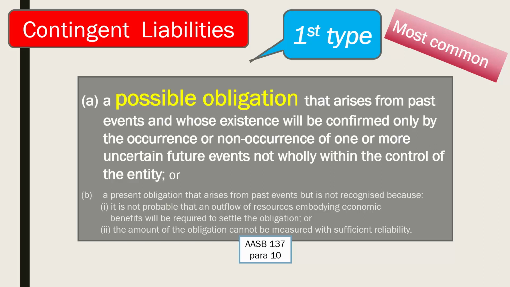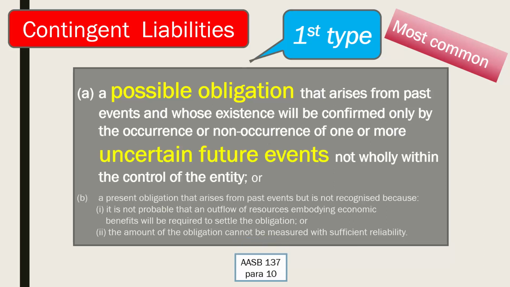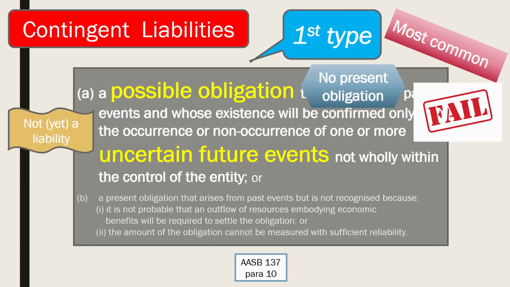For this type of contingent liability, there is a past event, but not yet a present obligation. The past event has occurred, but whether this past event results in an obligation of a firm depends on a future event occurring. For this reason, this type of contingent liability fails the definition of a liability. The present obligation does not yet exist and is dependent on a future uncertain event that is not probable occurring.